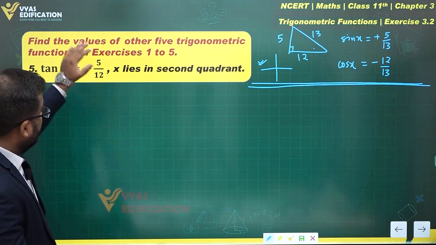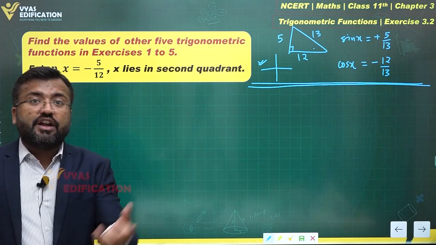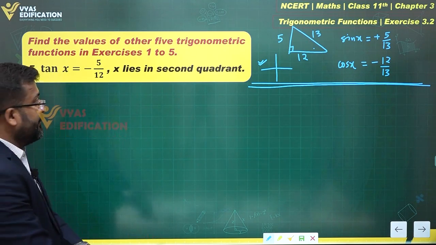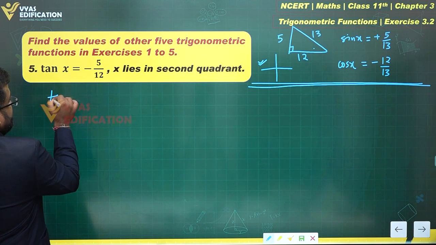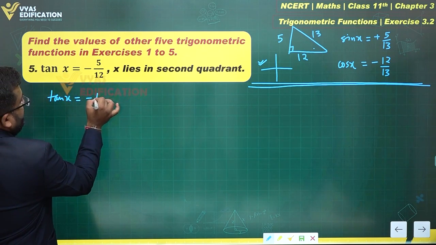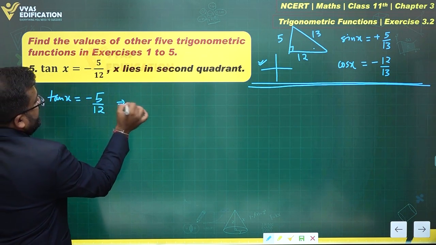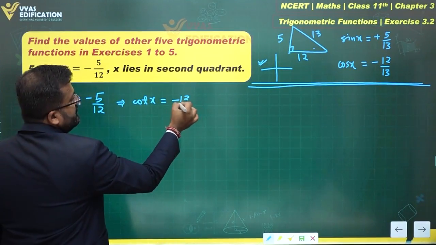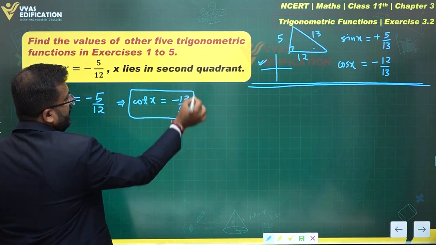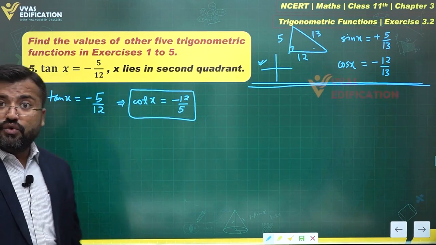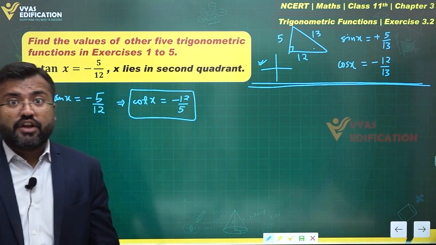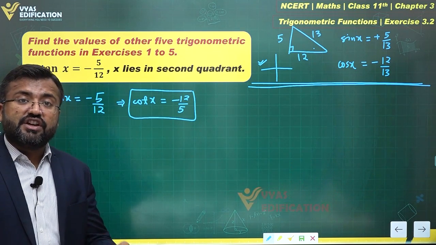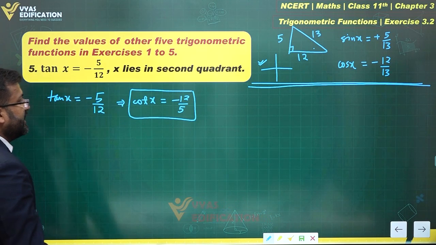But in case you want the analytical solution, the longer approach, let's take a look at that also. Tan x equals minus 5 by 12 implies cot x would be the reciprocal of this, which is minus 12 by 5. You know tan x and you know cot x, so you can use a trigonometric identity to find another trigonometric ratio.